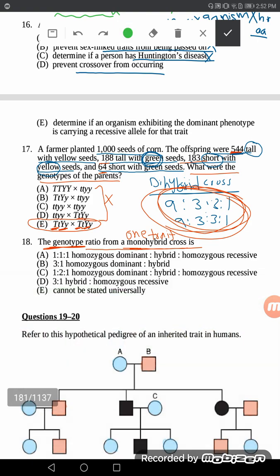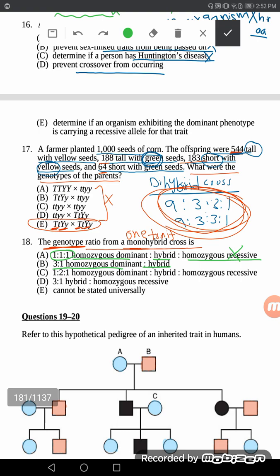Either it will be one homozygous dominant, one hybrid, and one homozygous recessive. This is not true. At least we should have like 4. The sum of it should be 4, but this is not. It's 3. It is totally wrong. So 3, 1. 3 of them will be homozygous dominant, and 1 of them will be hybrid.